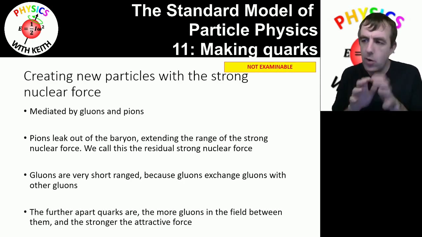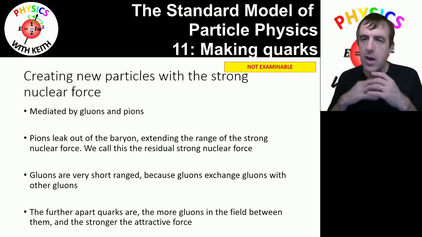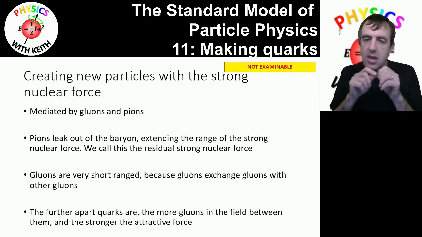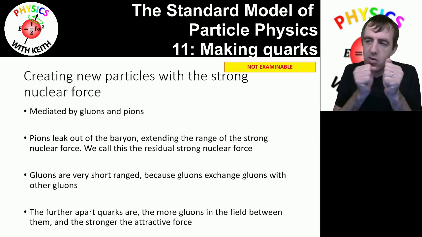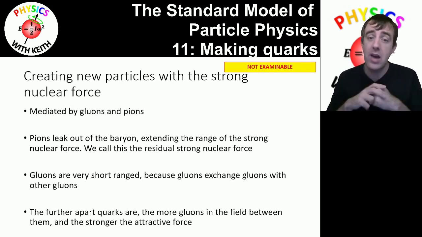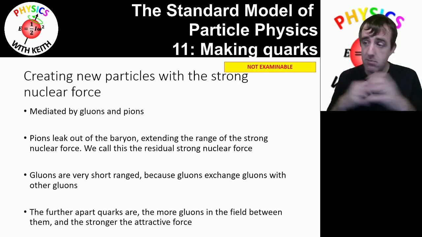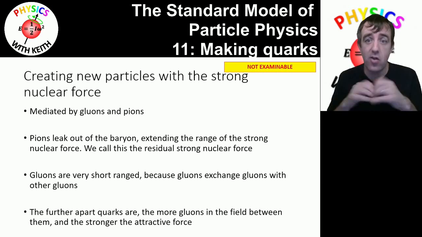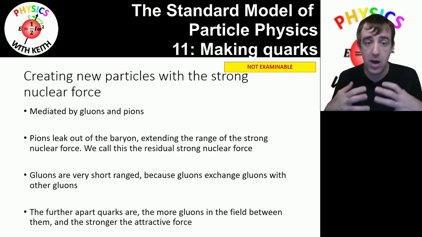Now, the idea that gluons exchange gluons with other gluons can be quite a complicated idea. But what it means is that the further apart you try to get two quarks that are exchanging gluons, the more gluons you'll get between them. And these gluons will attract to try to form white, to try to have a color-neutral particle.